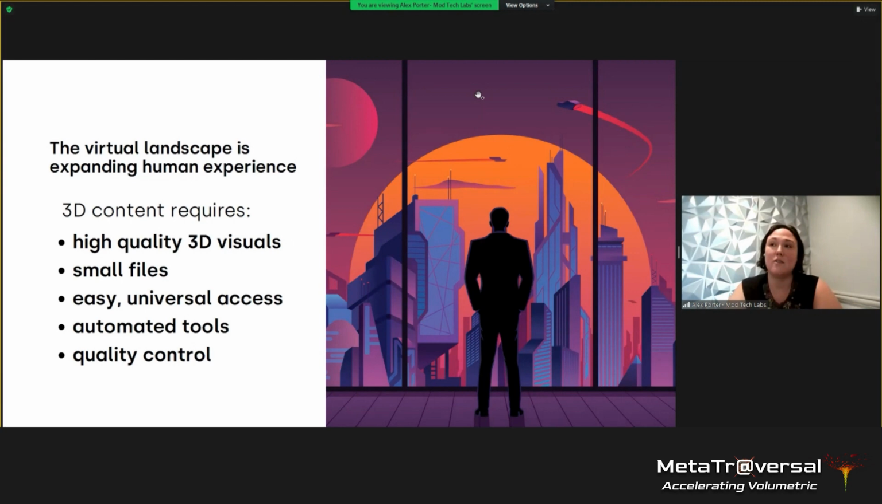Automation is key because these are, again, long processes, really challenging creative pipelines. And then ultimately quality control is really important. Actually making sure that you're consistently getting the same type of quality out of your content.